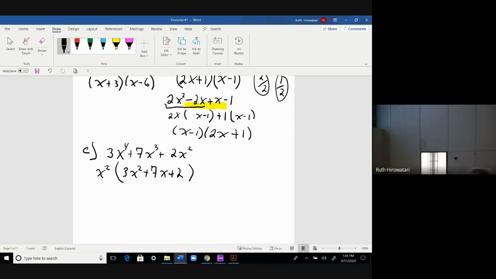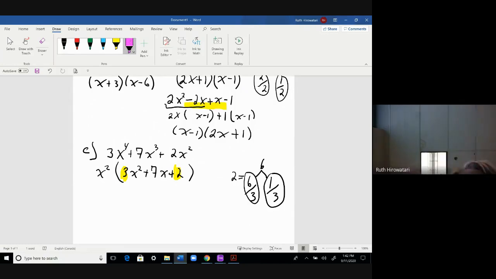You could factor by grouping, you could factor by guess and check, or you could factor by the method I was just describing, where you take the 3 and the 2, leading coefficient and the constant term, and you multiply them together. And then you make up a factor tree. What multiplies to 6 and adds to 7? 6 times 1. Bring back the leading coefficient to both of those terms. That doesn't reduce. That does.